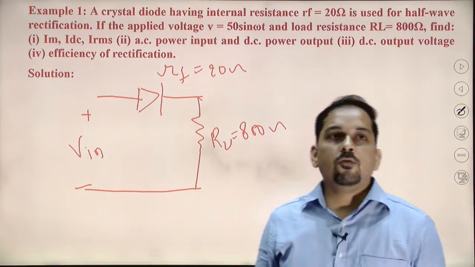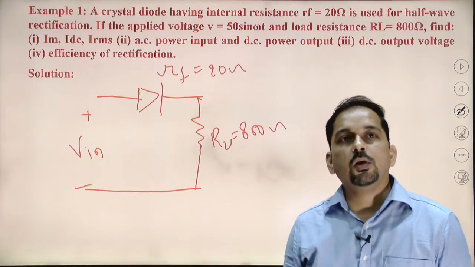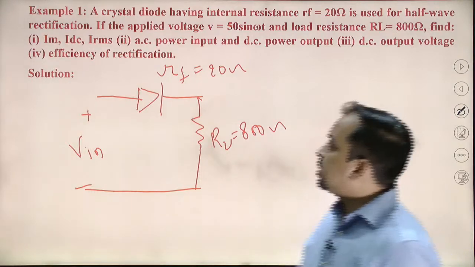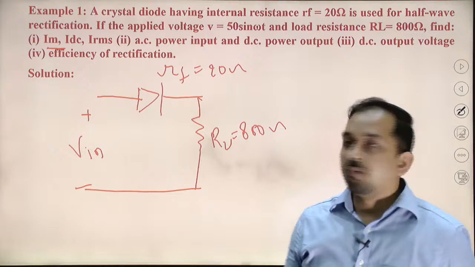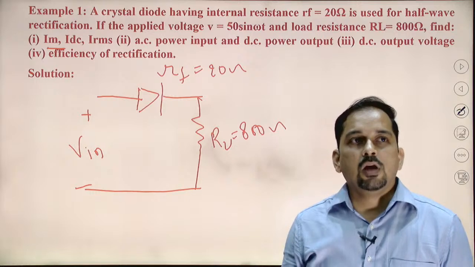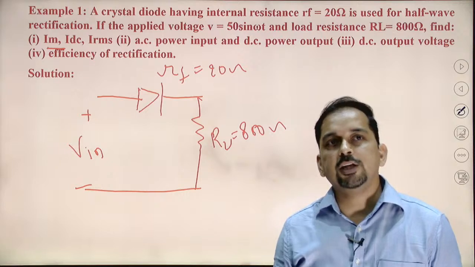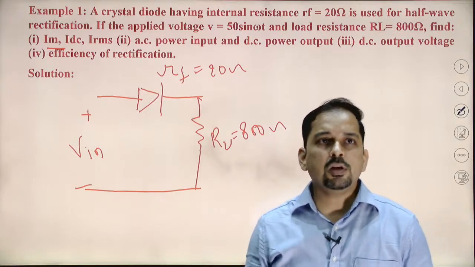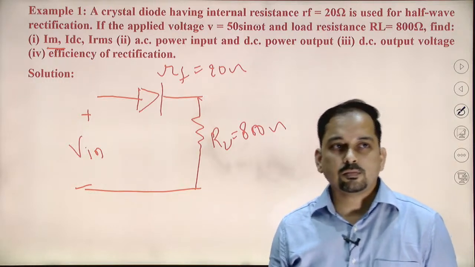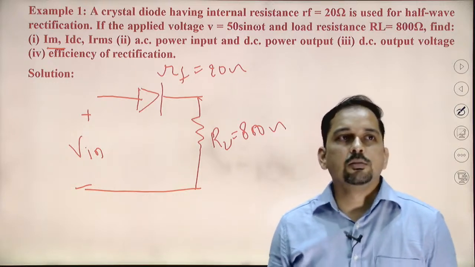If the applied input signal V is 50 sin omega t, and the load resistance is 800 ohm, find the value of Im, which is known as the peak or maximum value. Next, IDC, or the average value, IRMS, which is the root mean square value, and next the AC power input and the DC power input. Also we will be calculating the efficiency. What is the rectification efficiency for a half wave circuit? We are already aware that when the diode is ideal, the efficiency is nearly 40.6%.